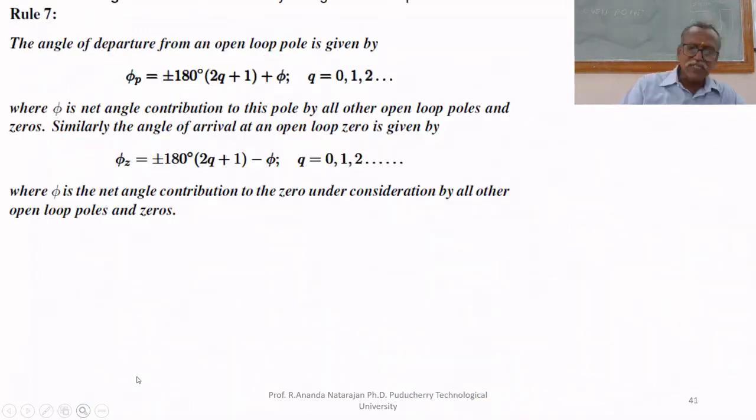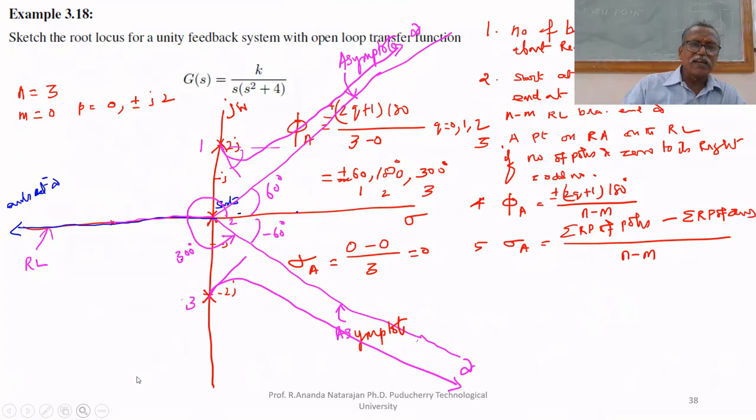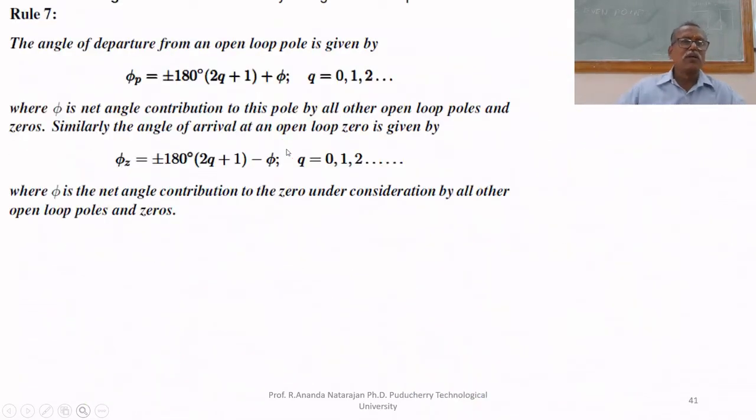Already we have seen what the angle of departure is. Here it is required. At what angle it is coming out of 2j, and at what angle it is coming out of minus 2j, we have to find. That can be found by rule 7, angle of departure.